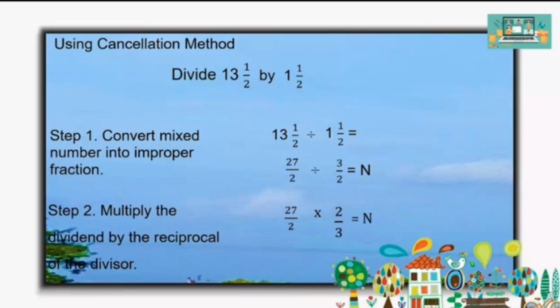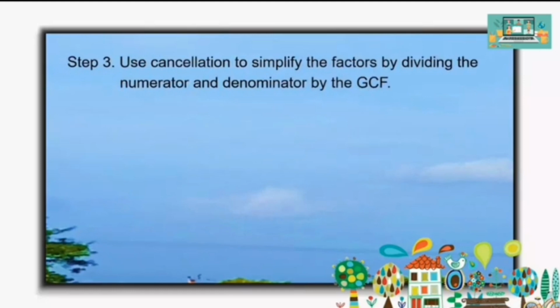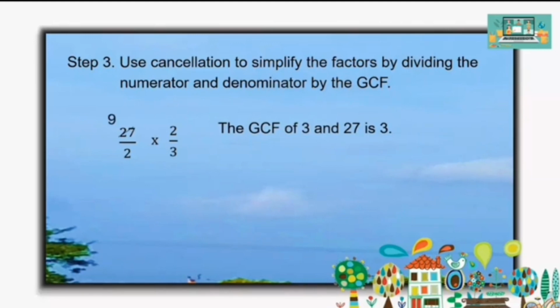Next, step number 3. Use cancellation to simplify the factors by dividing the numerator and denominator by the GCF. 27 over 2 times 2 over 3. The GCF of 27 and 3 is 3. So 27 divided by 3 is 9, and 3 divided by 3 is 1. Also, the GCF of 2 and 2 is 2. So 2 divided by 2 is 1, and 2 divided by 2 is 1.